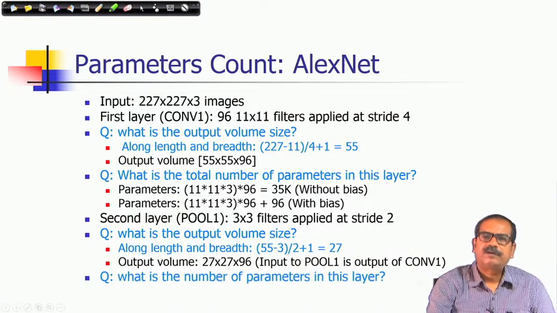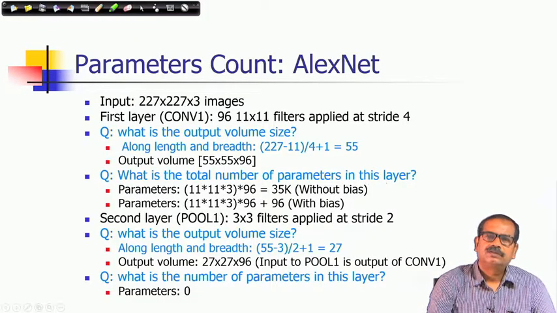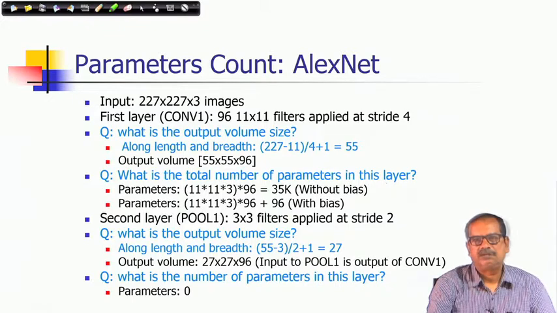And what is the number of parameters in this layer? As we mentioned, in a pooling layer there is no parameter involved, you do not require any weight or bias. So, the number of parameters would be 0. So, in this way you can count parameters by knowing the size of the filters, and you can also determine the size of the output by knowing the size of the filter, the size of the input and the number of filters, that is also important.